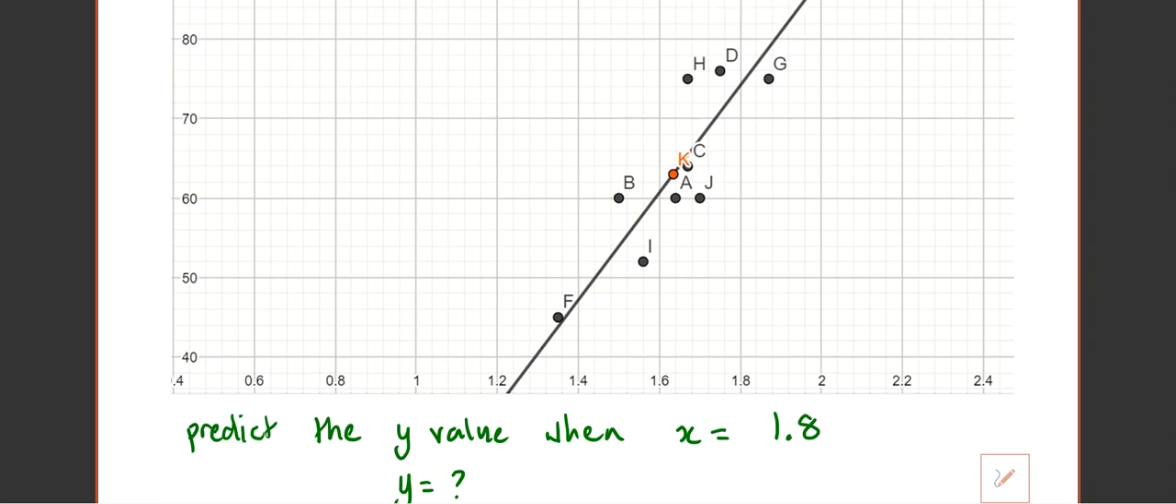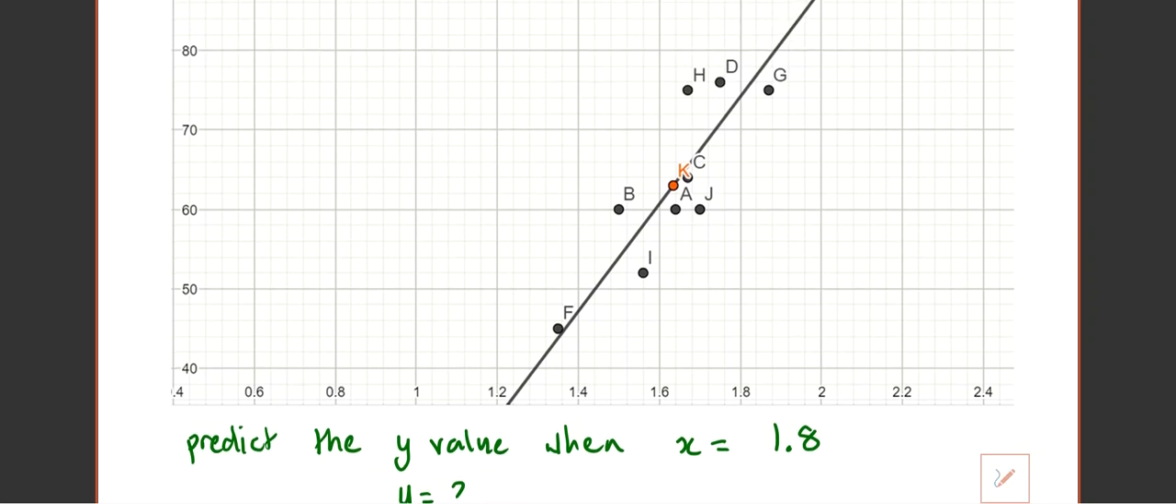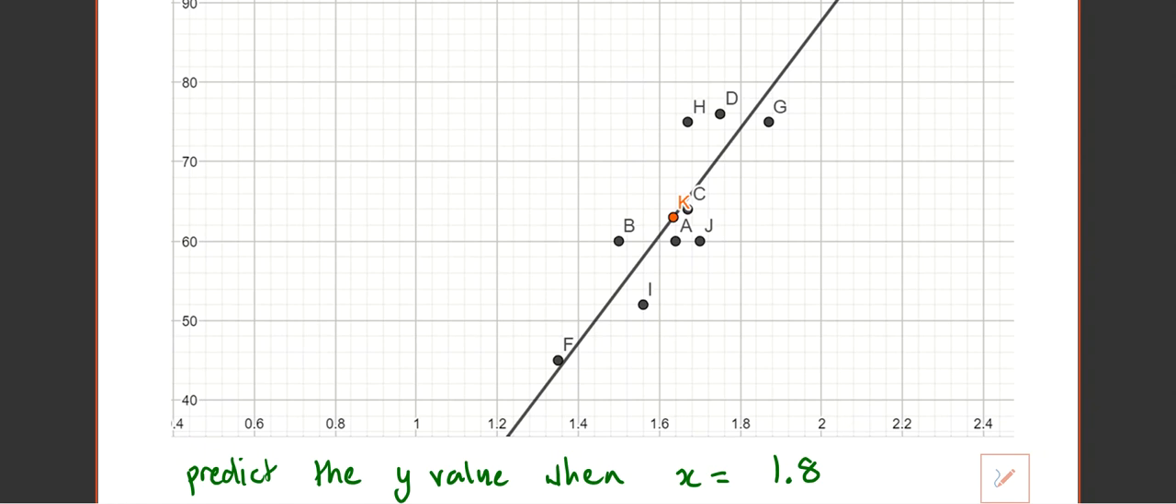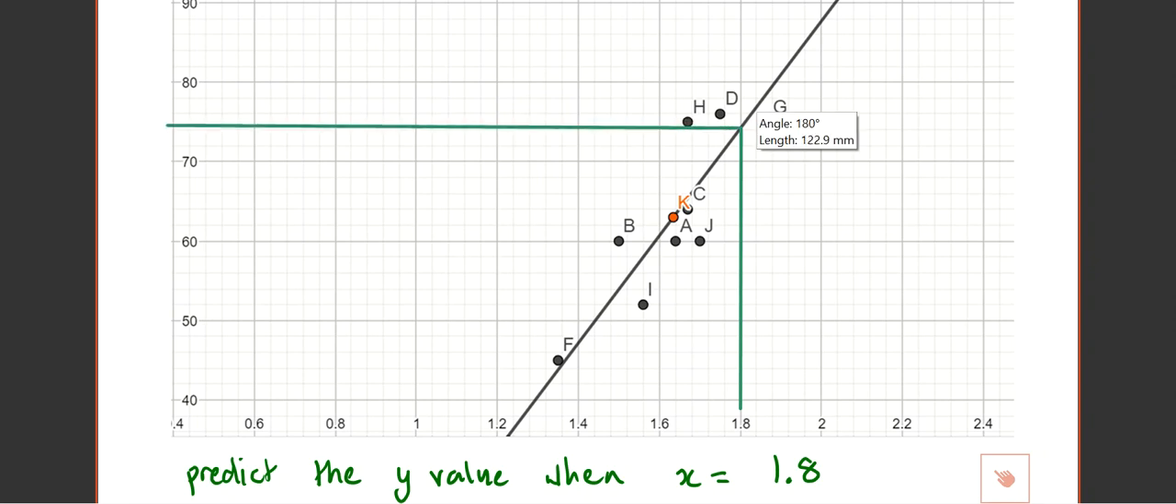Let's just go through this then. So what is the y value when x is 1.8? Hopefully what you did, as we've done with the line of best fit before, is go up from 1.8, read across to the line, and go across. I think it's relatively easy enough to read that one, isn't it? So what do we get? 74. Do you all agree with that one?